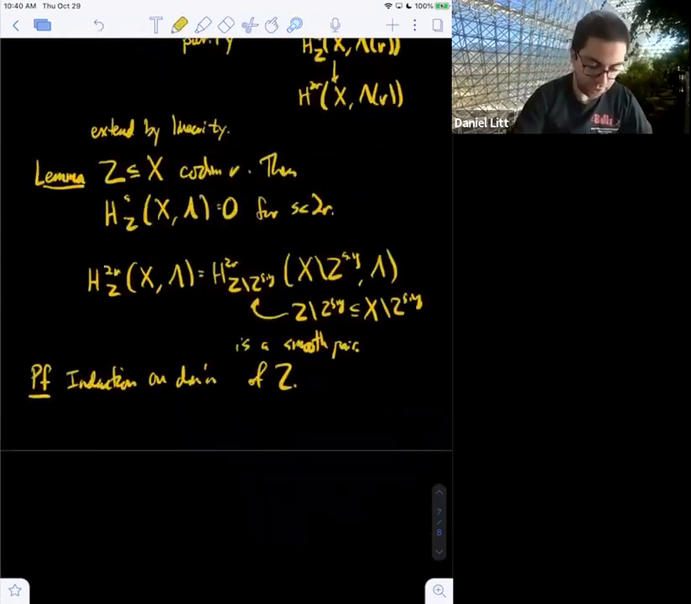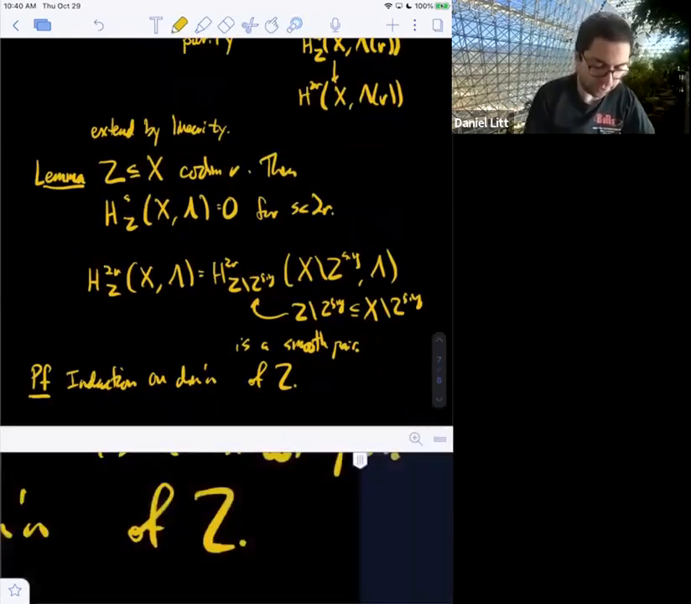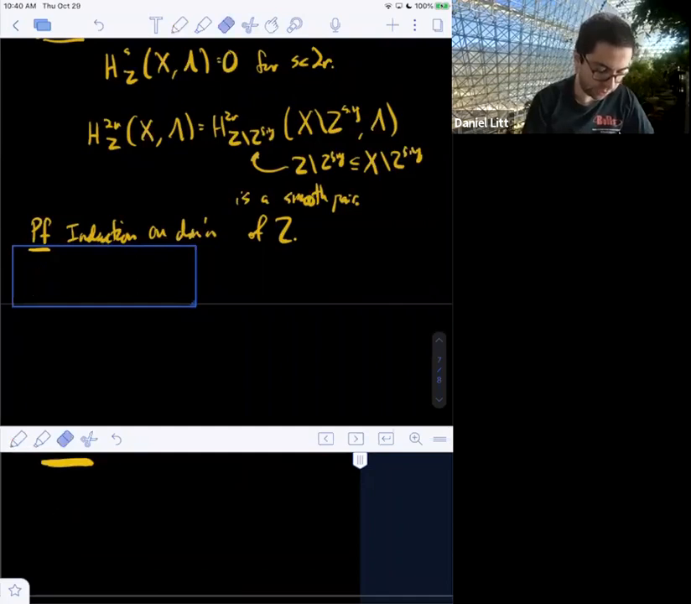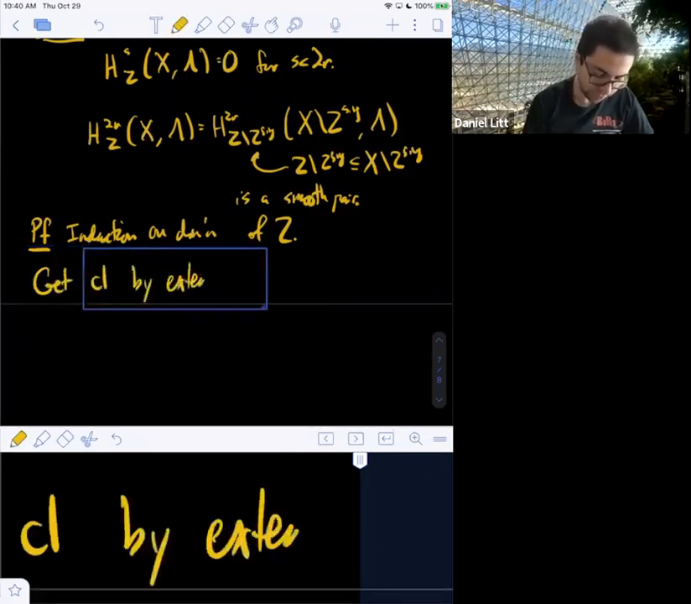Okay, so now once you have that, I've defined the cycle class for prime cycles. So now you get the cycle class map by extending it by linearity.